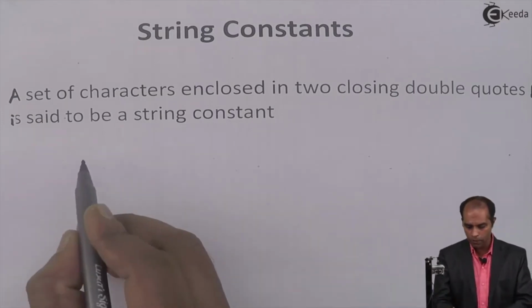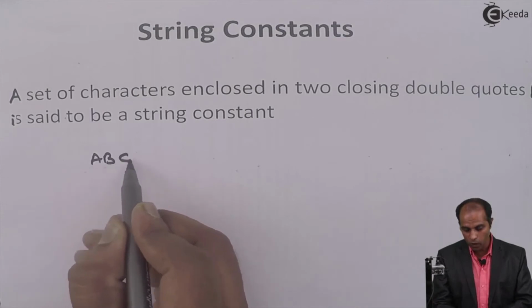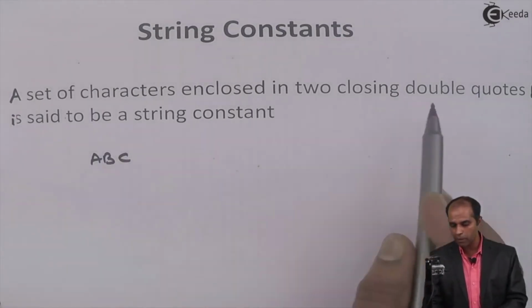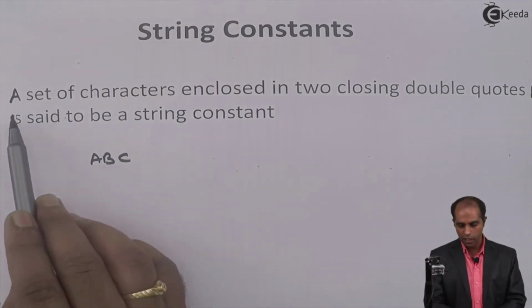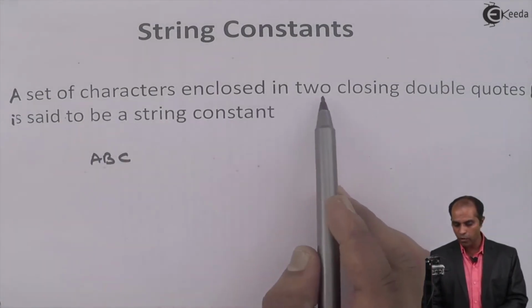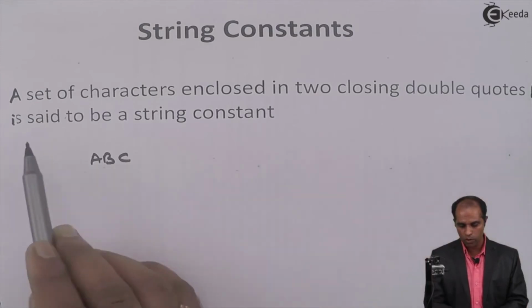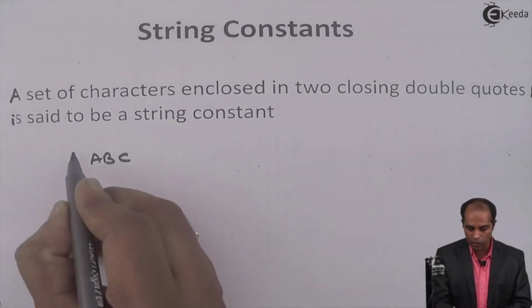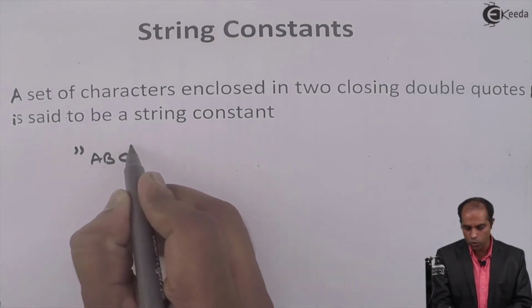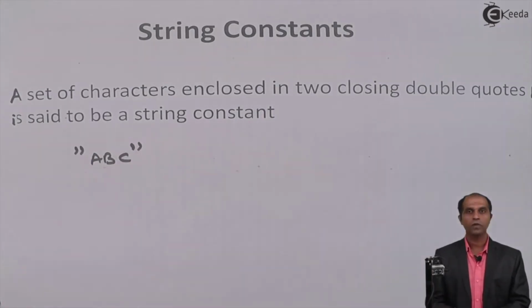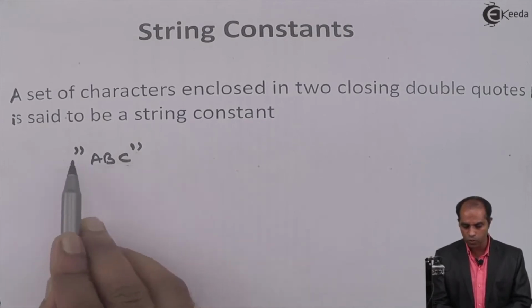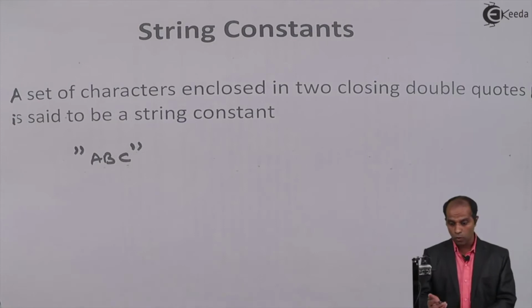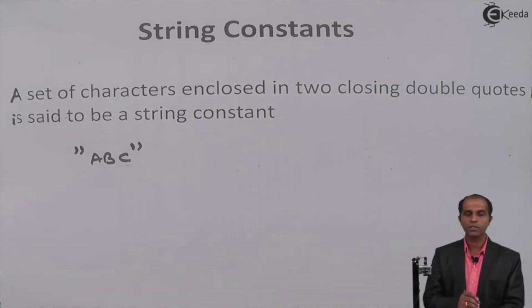For example, suppose I write A, B, C, will it be called a string constant? No, not unless it is written as per the definition. It says a set of characters enclosed in 2 closing double quotes is said to be a string constant. Now I have a set of characters, I have to enclose this within 2 closing double quotes. A set of characters which are enclosed within 2 closing double quotes, we call this a string constant.